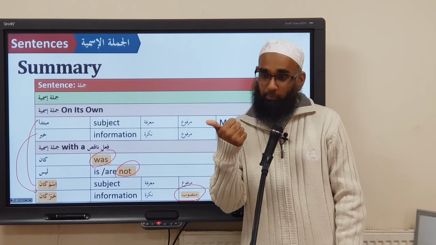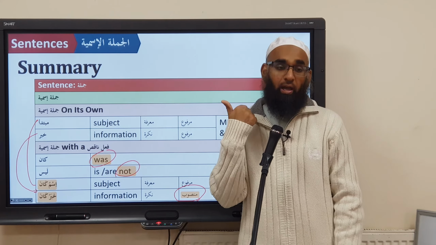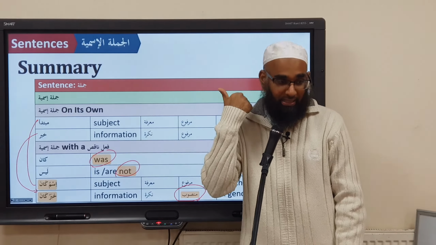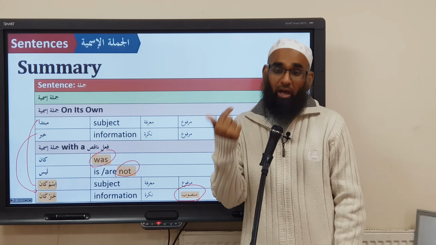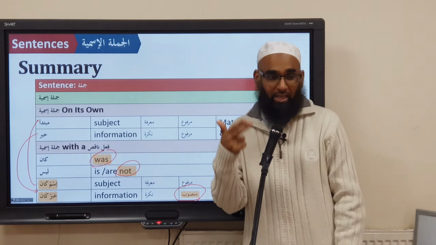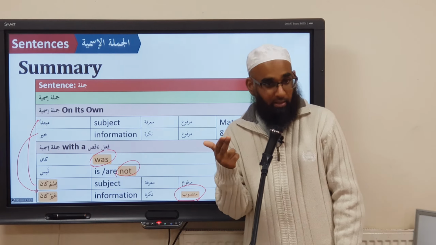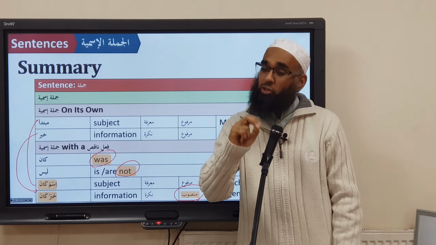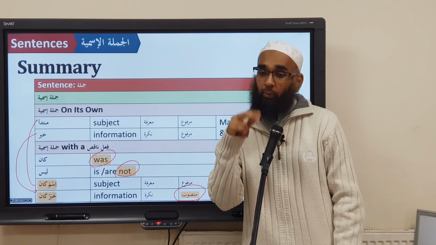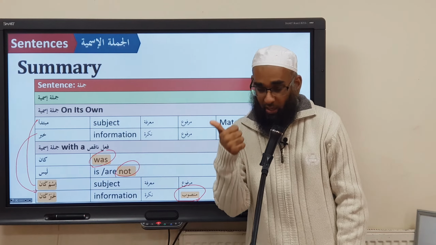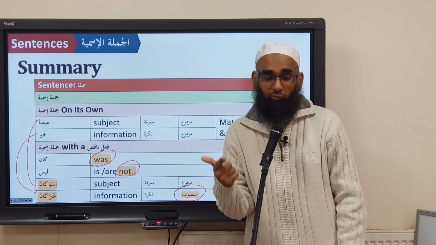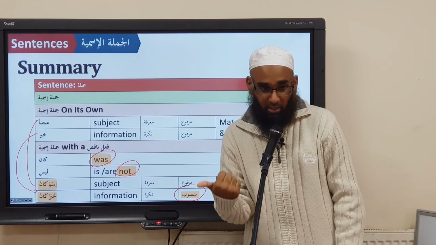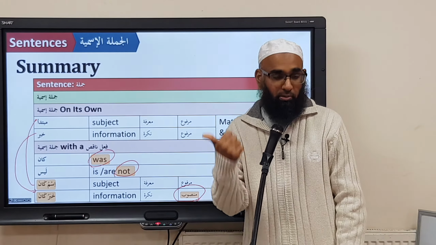What are the characteristics of the mubtada? It's ma'rifa, marfu', and either of number and gender. The khabar is what? Nakira, marfu', and it has to match the mubtada in number and gender. Finish. We can also add things to a jumlatun ismiyah. What can we add? A fa'lun naqis or a harfun mushabbahun bil fa'l.